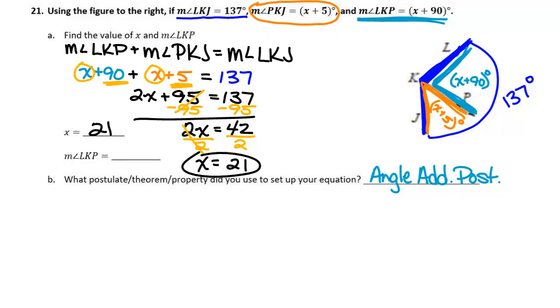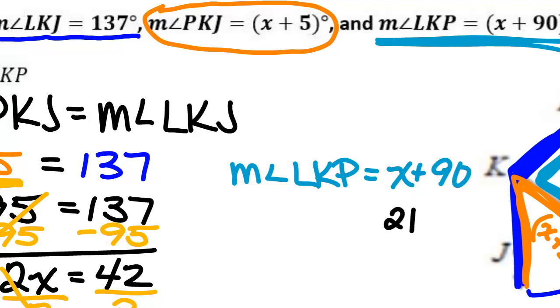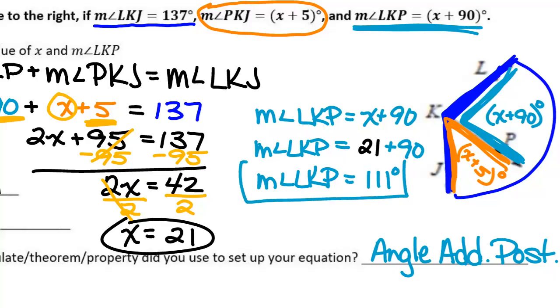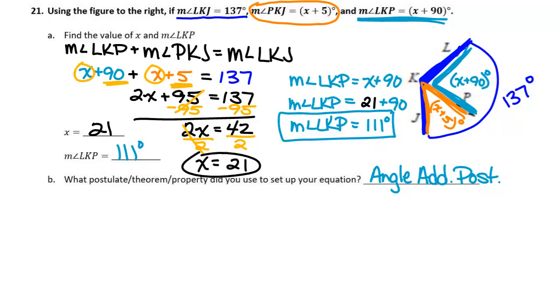We still need LKP. The measurement of angle LKP was x plus 90, right? So we're going to do 21 plus 90. What is 21 plus 90? 111 degrees for LKP. Nicely done.